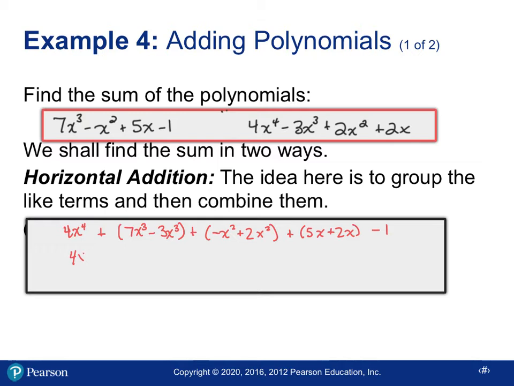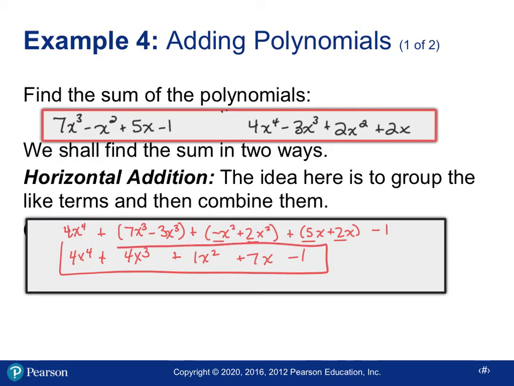So now we work with each parentheses. We have the 7 minus the 3 is 4. We have the negative 1 and the 2, and that's a positive 1. And the 5 and the 2, and that's 7x minus 1. And that is your answer.